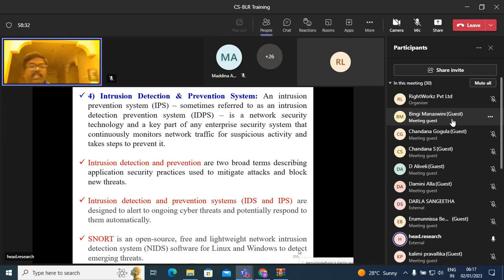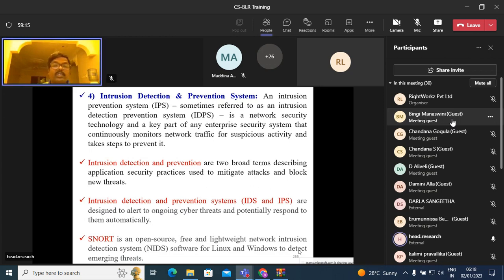So what is meant by IDS and IDPS? Very, very important. An intrusion prevention system, that is called IPS, sometimes referred to as an intrusion detection prevention system, that is called IDPS. So an intrusion detection prevention system is a network security technology and a key part of any enterprise security system that continuously monitors network traffic for suspicious activity and takes steps to prevent it.